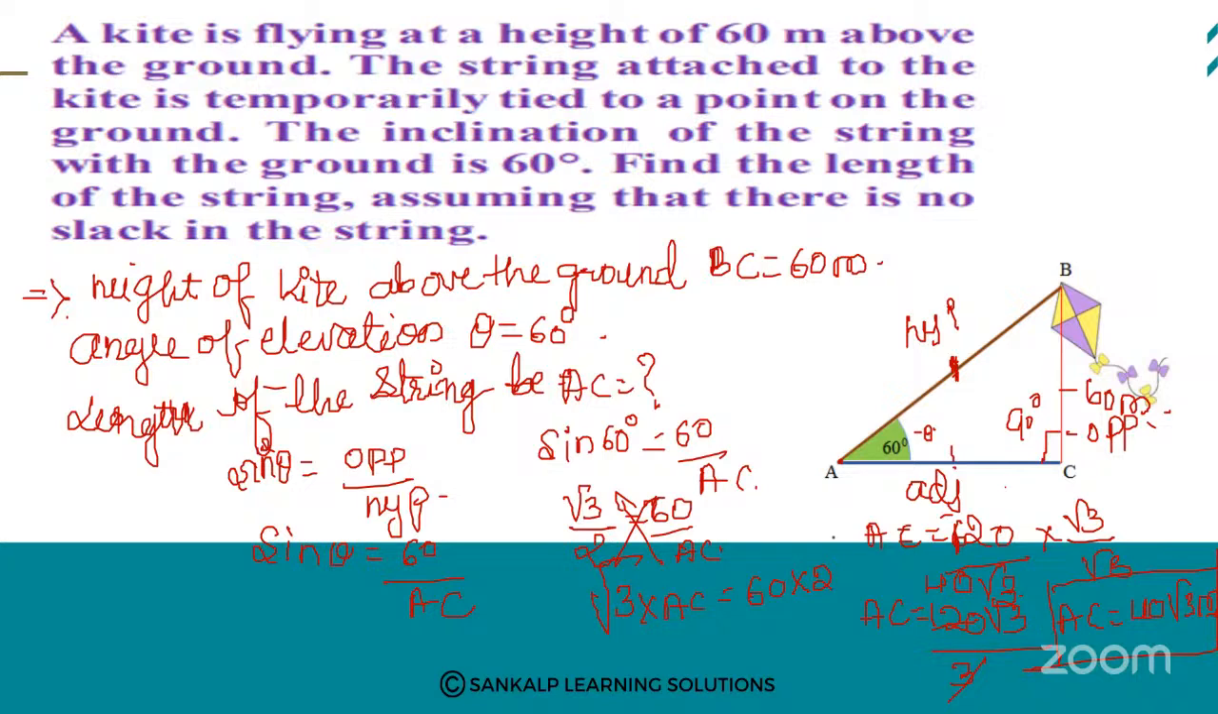Okay. So this is the length of the string. AC is equal to 40 root 3 meter. Understood? Shall we move to the next question?